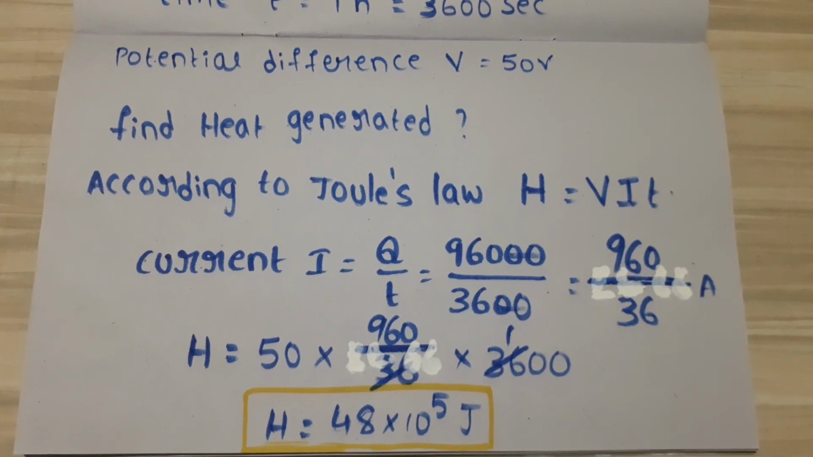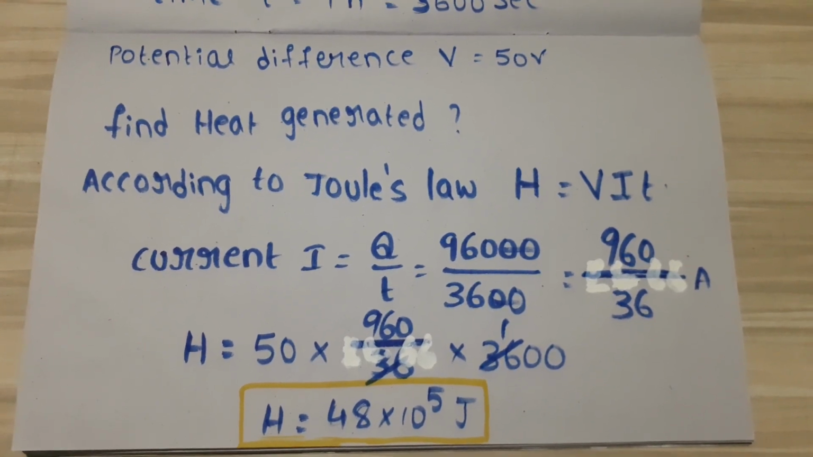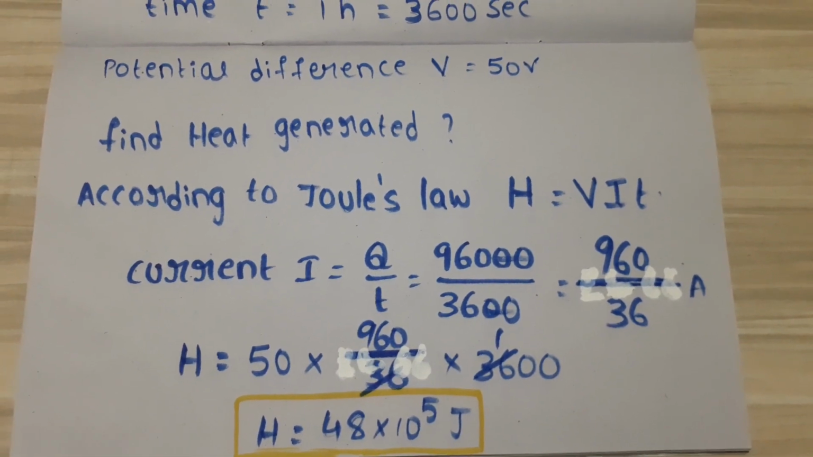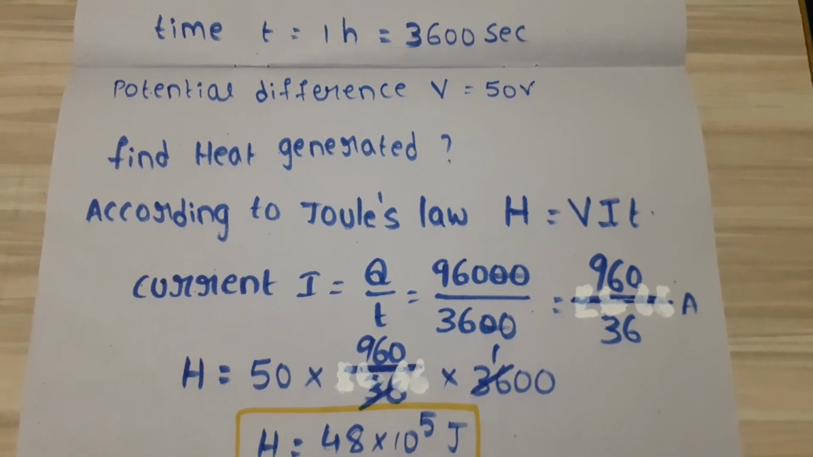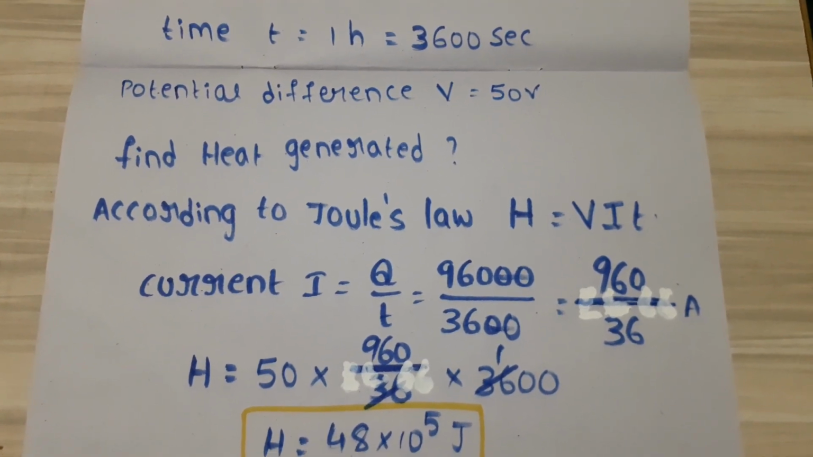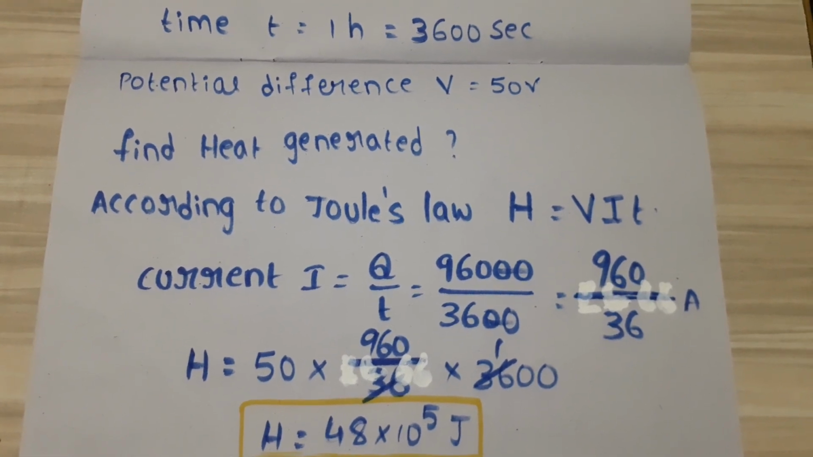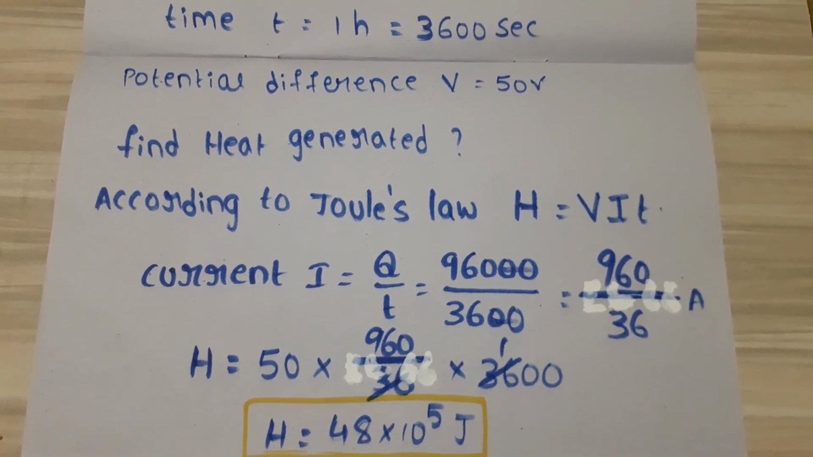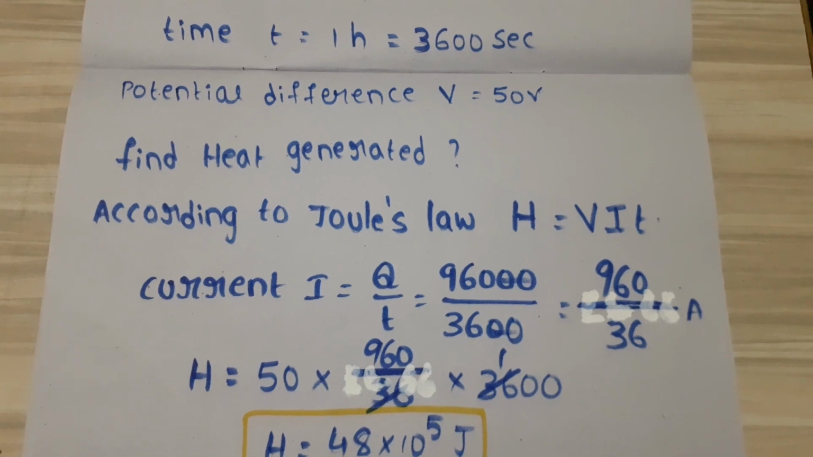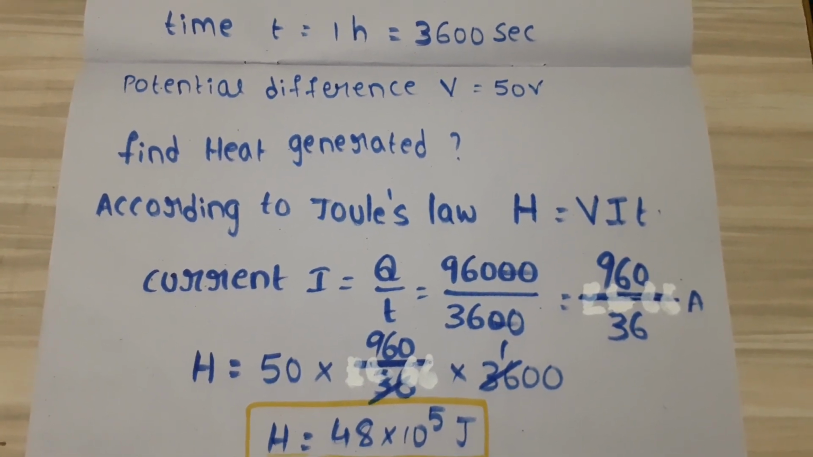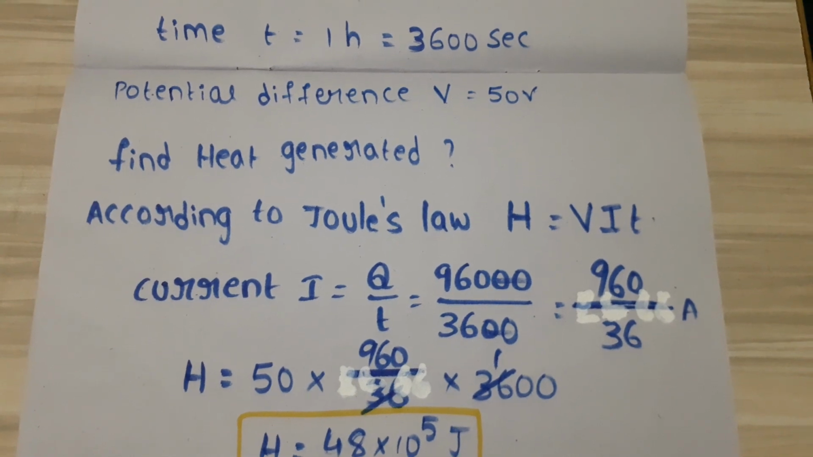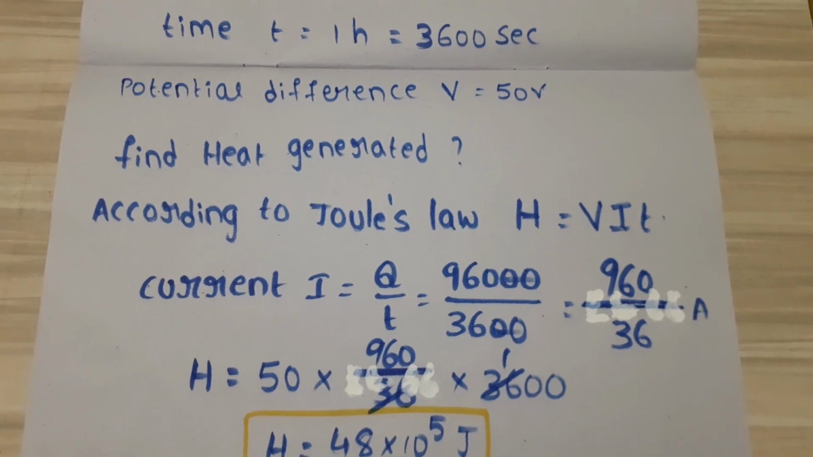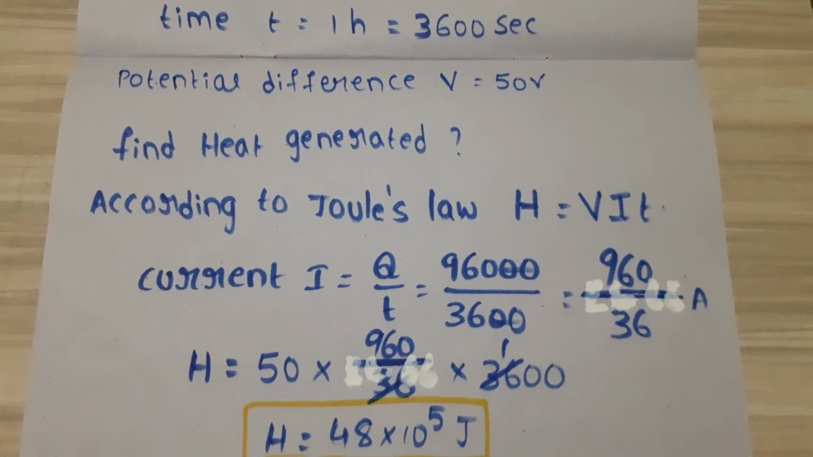To find the heat generated, according to Joule's law, H equal to VIT, where V is the potential difference, I is the current, and T is the time. In that question the current is not given, so first of all we have to find the current value. Current I equal to Q by T, so charge by time, 96,000 by 3600. Its value is 960 by 36 ampere.